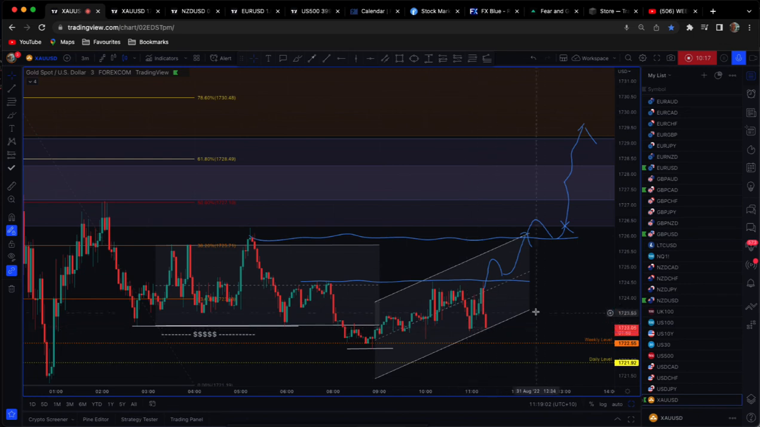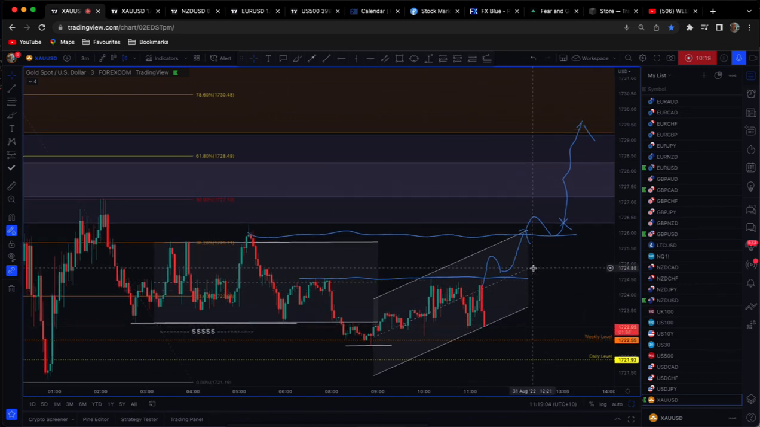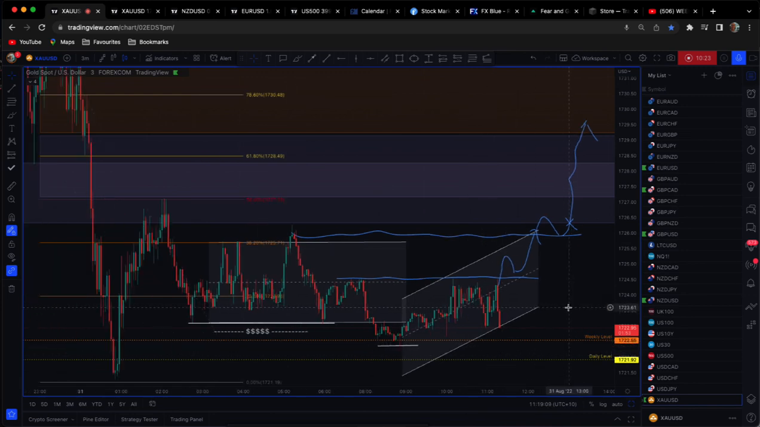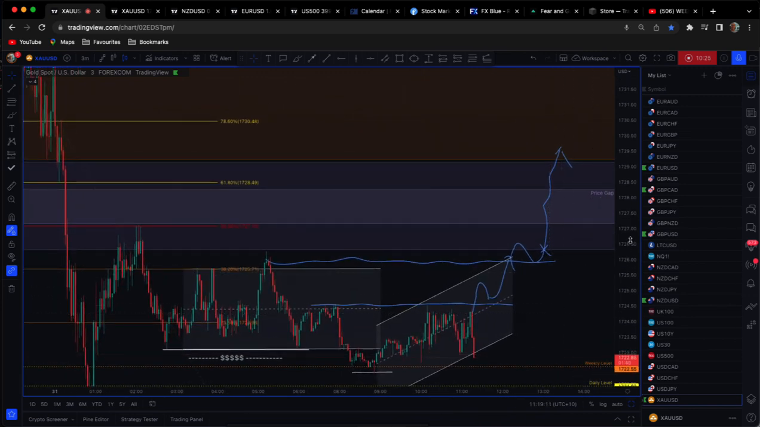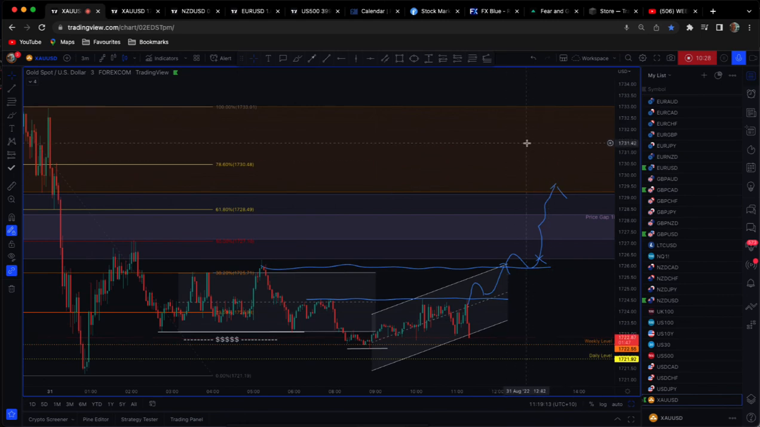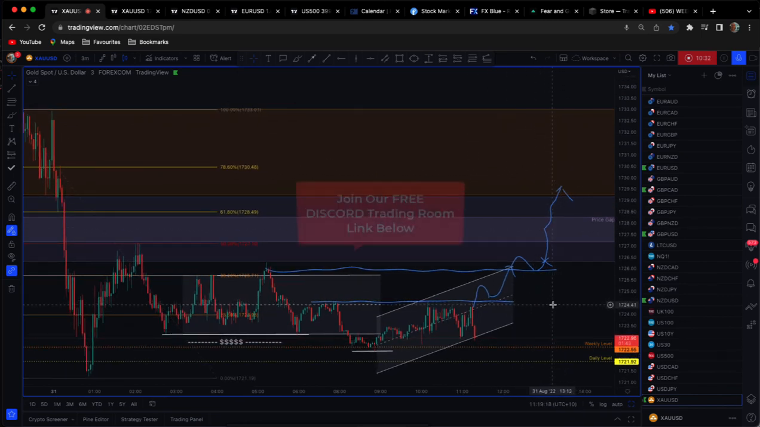Guys, watch out for this, okay? It could head south. It could break these lows and down we go. But at some stage, you want to consider that this is still sitting here unresolved, this price gap. Rightio, that's it.